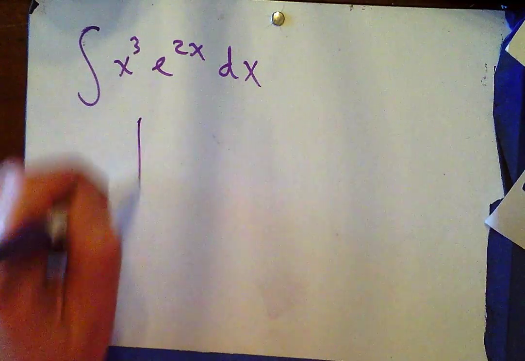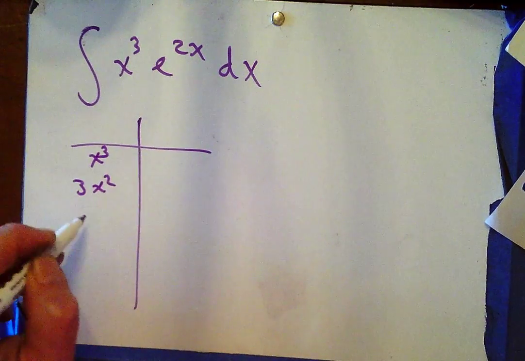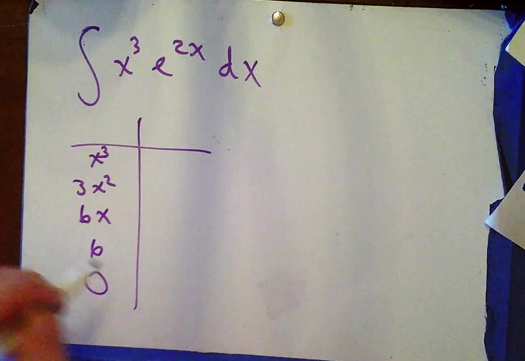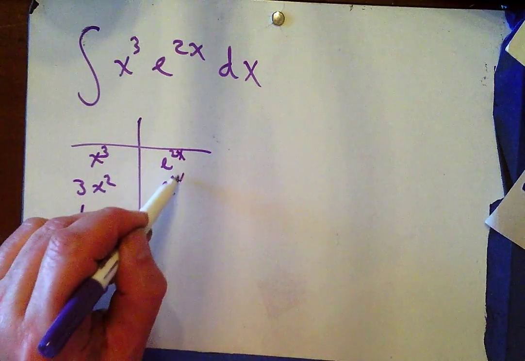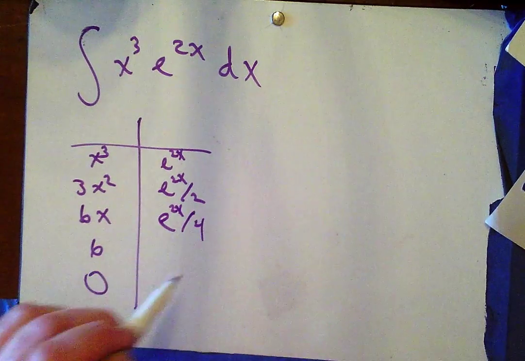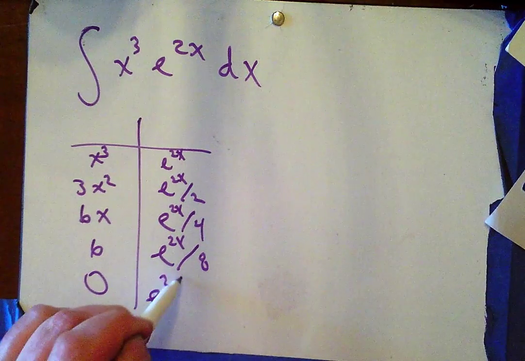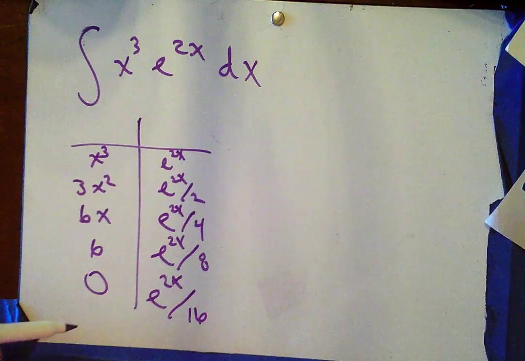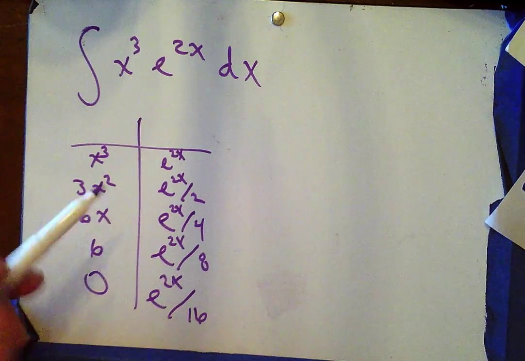Okay, did you go with tabular? I did. X to the third, 3x squared, 6x, 6, 0. Here, e to the 2x, e to the 2x over 2, e to the 2x over 4, e to the 2x over 8, e to the 2x over 16. Remember, it's not adding 2 each time, it's multiplying by 2 each time.